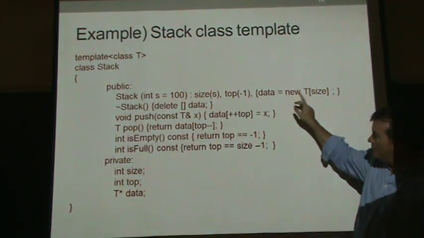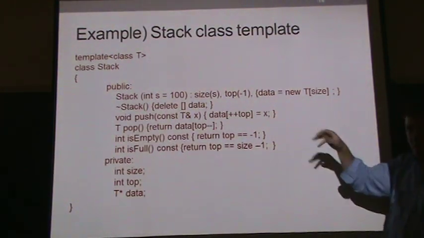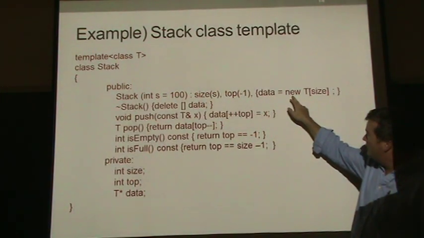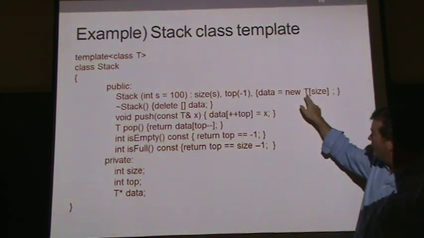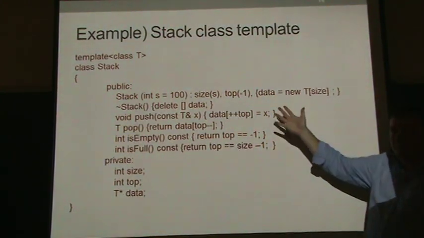This being on the heap means the close paren that you hit will not make it go away. You have to actually go out a few ways. So we're going to create a new array of size, and the type is whatever the type of this stack is.